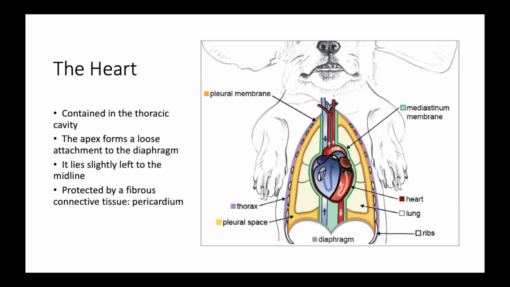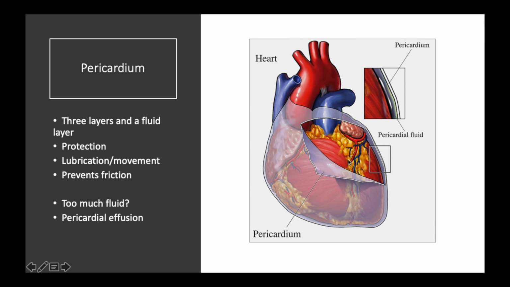The heart overall is protected by a fibrous connective tissue called the pericardium. So this little diagram here is able to show just overall that the heart has this thin membrane, fairly thick actually, but a protective fibrous membrane that covers the heart and the start of the vessels. So this pericardium, this fibrous membrane that protects the heart, is 3 layers and a fluid layer.